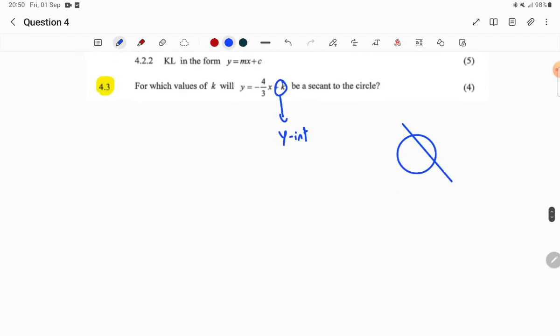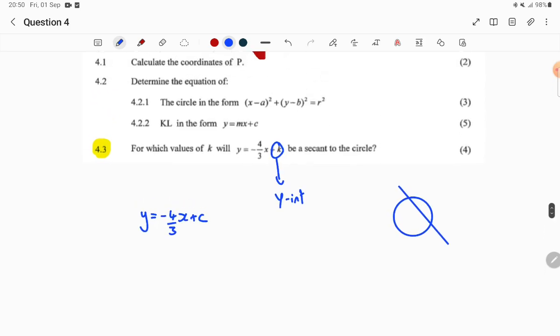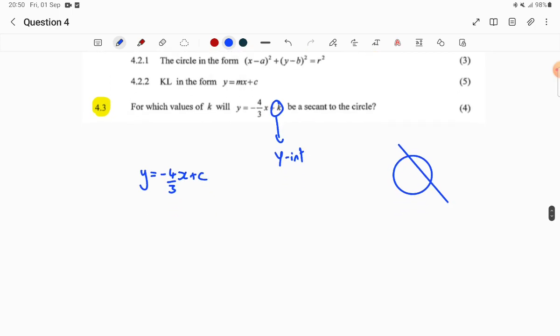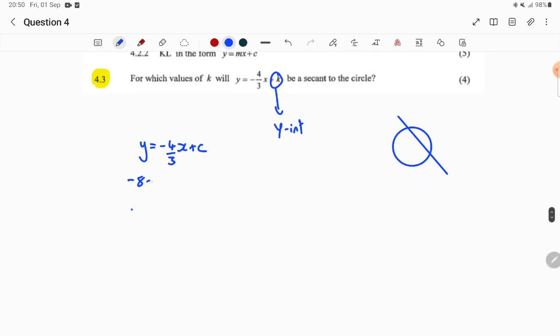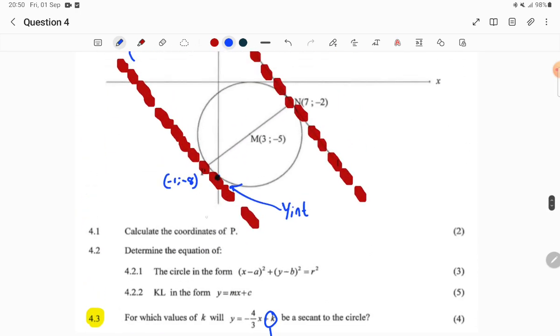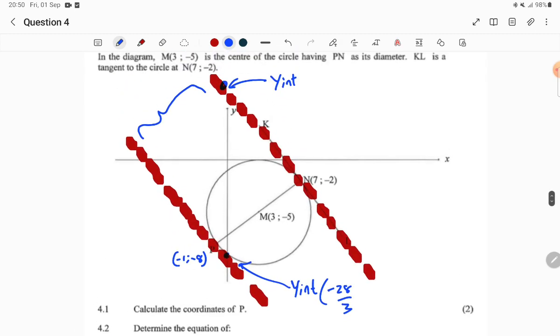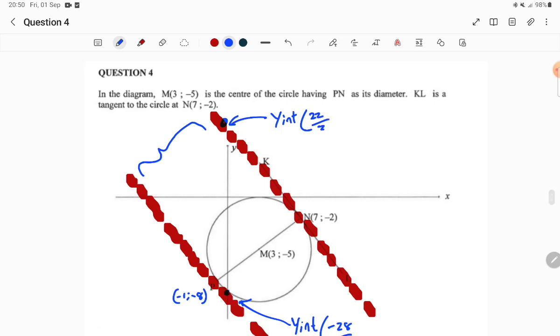So here, firstly, we can say that y equals minus 4 over 3x plus c. And we need to figure out that y-intercept at our point of minus 1 and minus 8. So minus 8 equals minus 4 over 3 times minus 1 plus c, and therefore c equals minus 28 over 3. That gives us our y-intercept at this point here. So this is the y-intercept of minus 28 over 3. And previously, this y-intercept we already worked out to be 22 over 3.